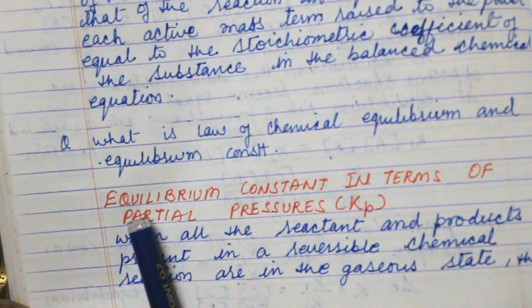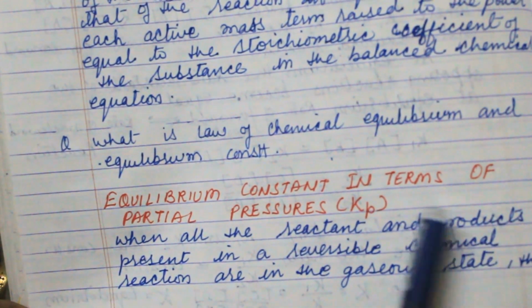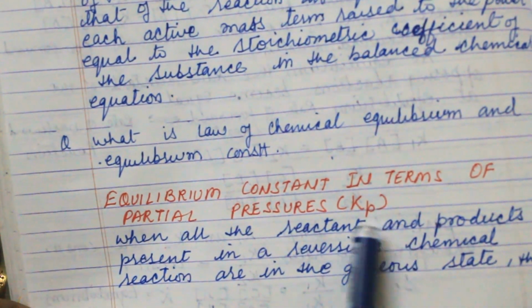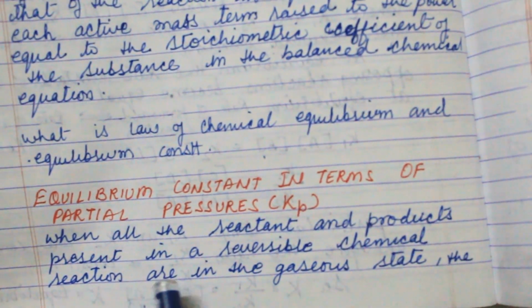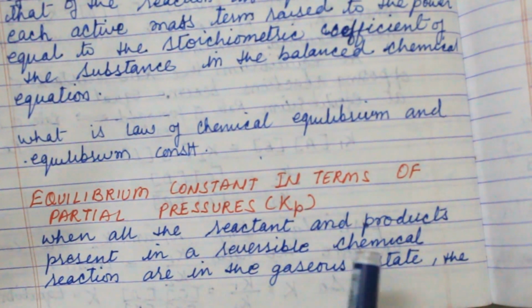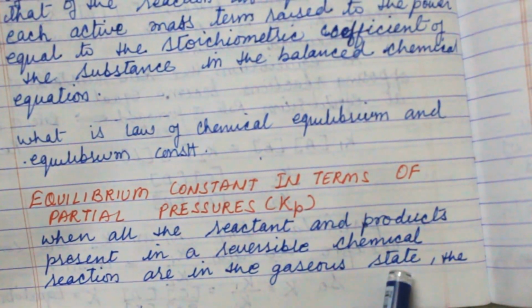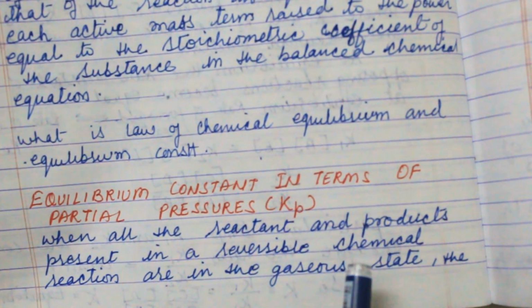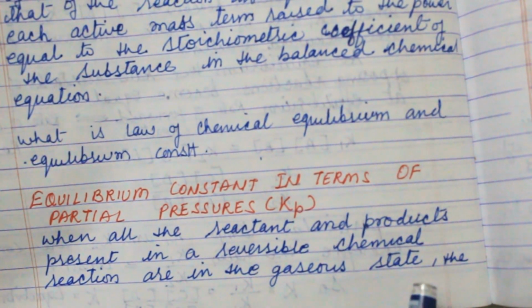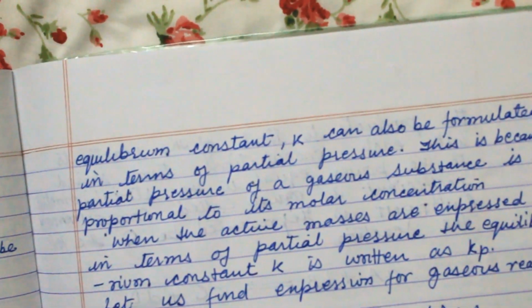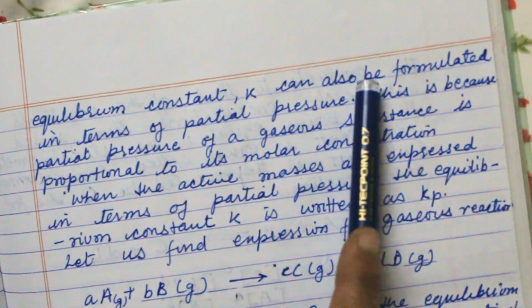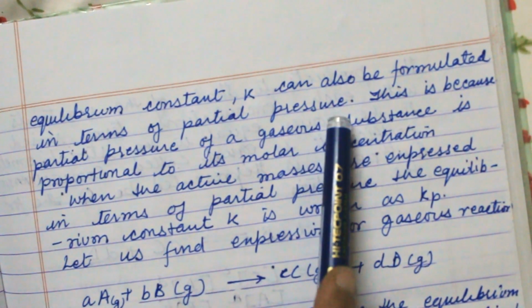Hello student, today my topic is equilibrium constant in terms of partial pressure, that is Kp. When all the reactants and products present in the reversible chemical reaction are in the gaseous state, then this equilibrium takes place as a partial pressure, because gas has only partial pressure. Pressure is just a characteristic of a gas. So the equilibrium constant K can also be formulated in terms of partial pressure.